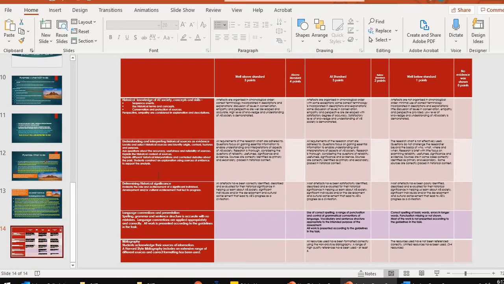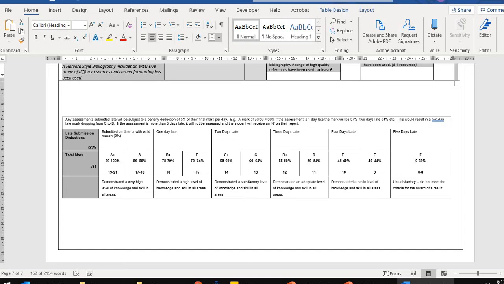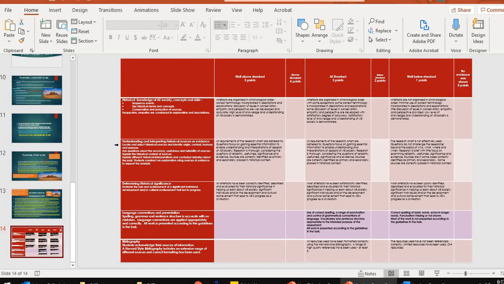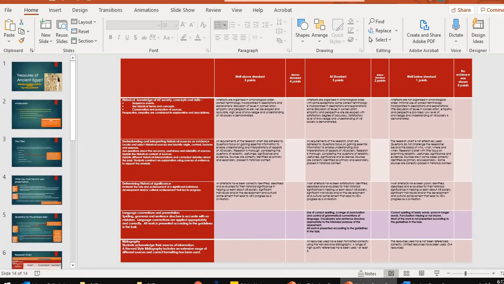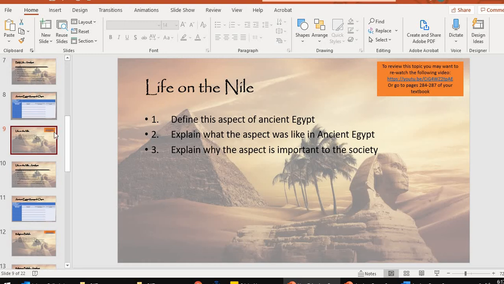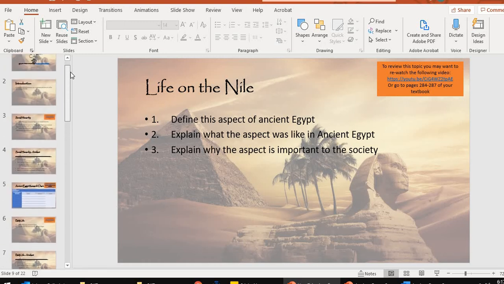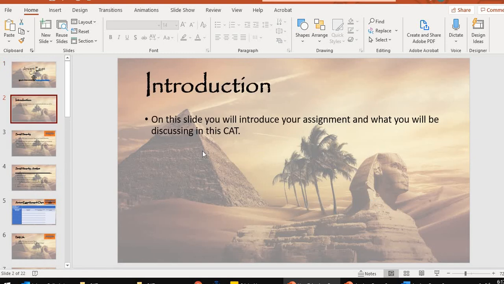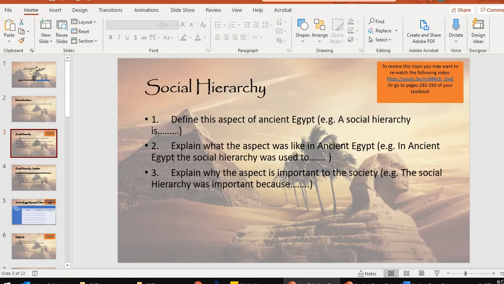It is much easier to read on the actual CAT sheet there. So you'll get the CAT sheet as well as this PowerPoint. But you'll also get the template, which I provided there. And in this template, I've got an explanation. So you'll see this video. If you click on that, it'll go through the introduction. It's got the questions already written in there for you.